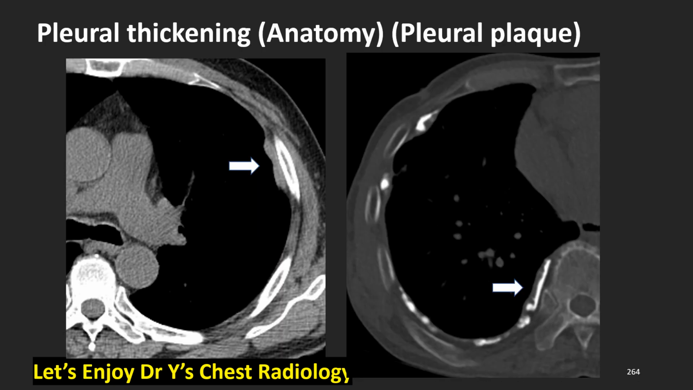Pleural thickening anatomy, pleural plaque. Arrows indicate pleural plaques, non-calcified and calcified, from asbestos exposure.